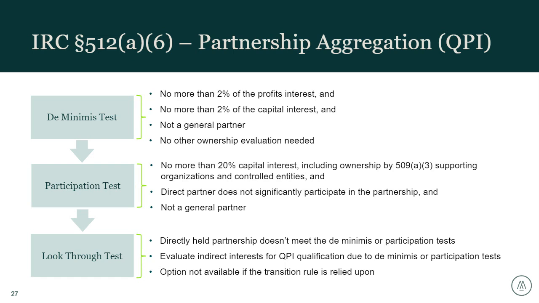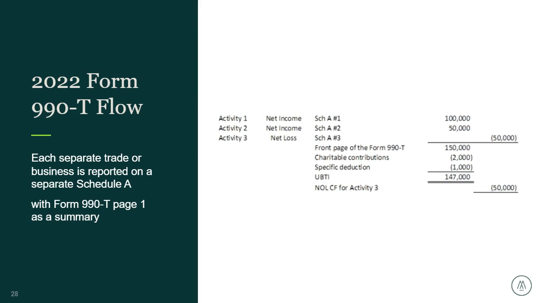And then the look-through test. Directly held partnership does not meet the de minimis or participation test. You could evaluate indirect interests for QPI qualification due to de minimis or participation tests. We don't see that one applied near as often. We usually are looking at whether, one, the de minimis test could be met, or the participation test.